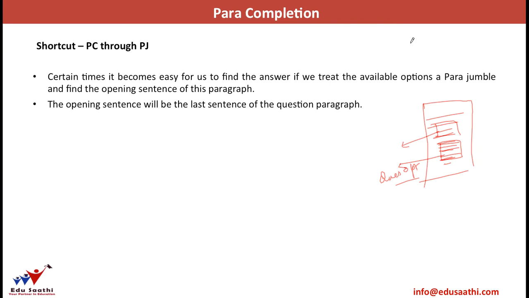So a very appropriate method of finding the answer is that you just treat the question alternatives as a question of para jumbles, and apply the basic rules of para jumbles and find out which of the given alternatives would be the first paragraph or the opening sentence of this parajumble. The opening sentence of this parajumble would be the required answer to your question. As I'm telling you, since the alternatives that are given are more or less similar, the opening sentence would obviously be the very sentence that would complete the question paragraph, right?